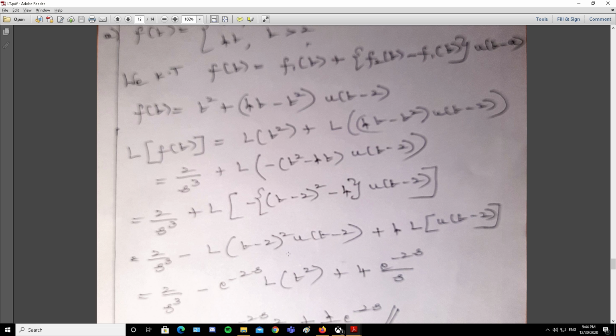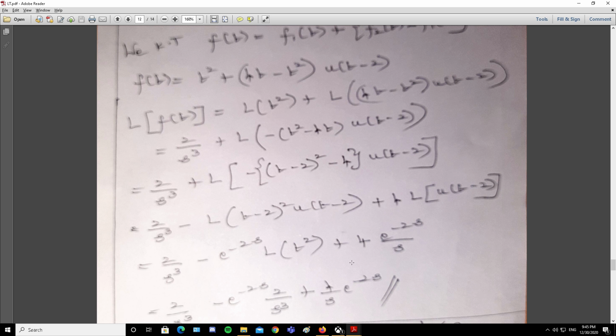So what is this by Heaviside shift theorem? What is a? 2. So e power minus 2s. And what is f of t? If f of t minus 2 is t minus 2 whole square, what is f of t? T square. So e power minus 2s into Laplace of t square. And what is Laplace of step function by property 1? E power minus as by s. So that is e power minus 2s by s. So this completes the solution for this problem.